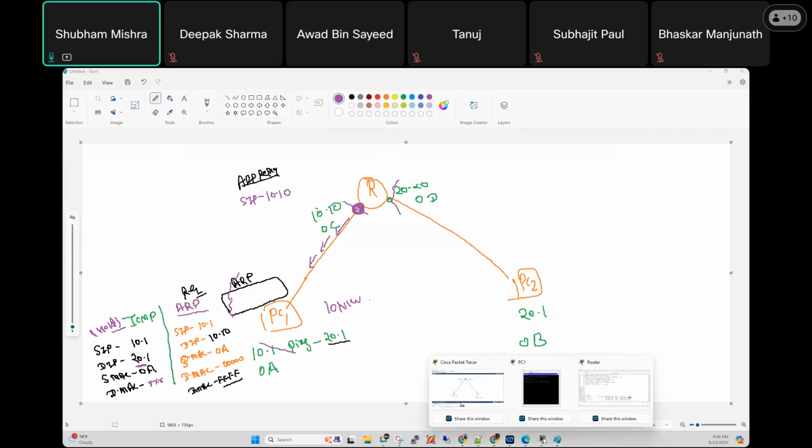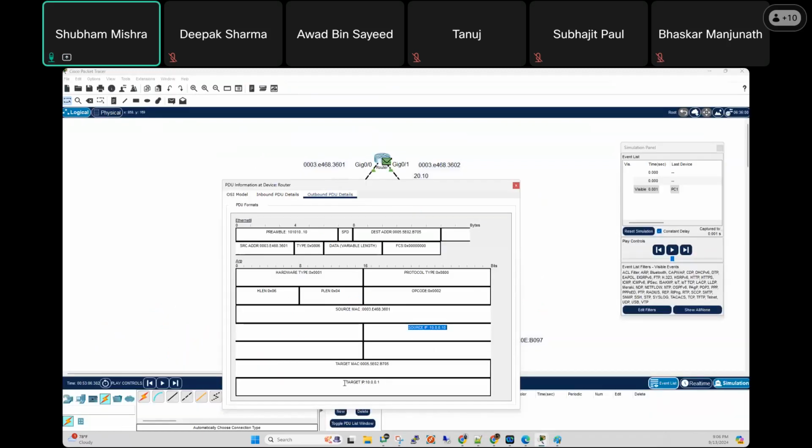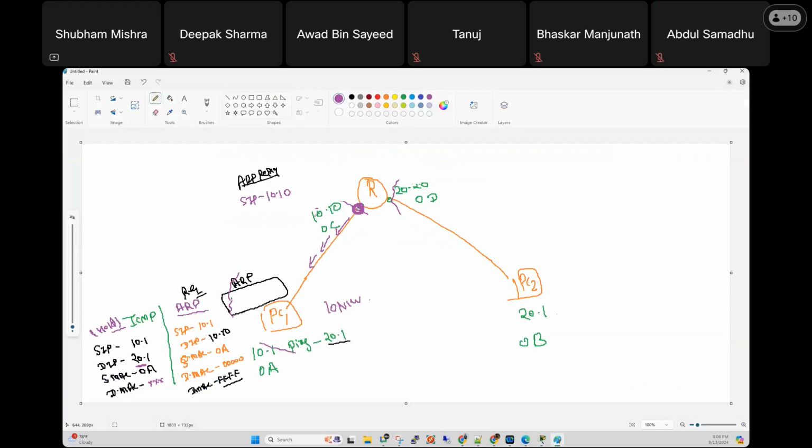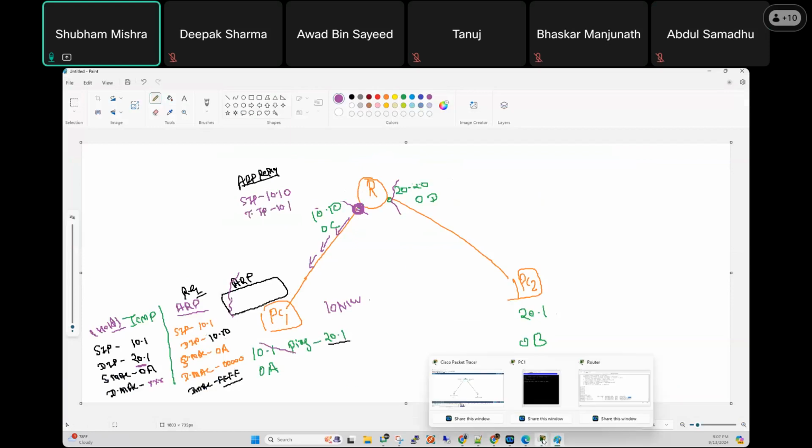Now, what is the target IP address? The target IP address is 10.1. It means PC number 1 is the target, because this router is sending the reply towards PC number 1. So the target is PC number 1. Clear everyone?